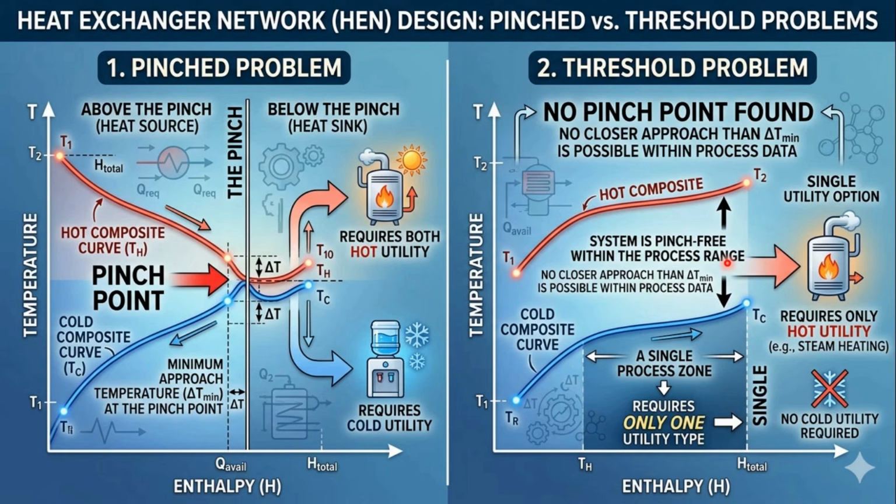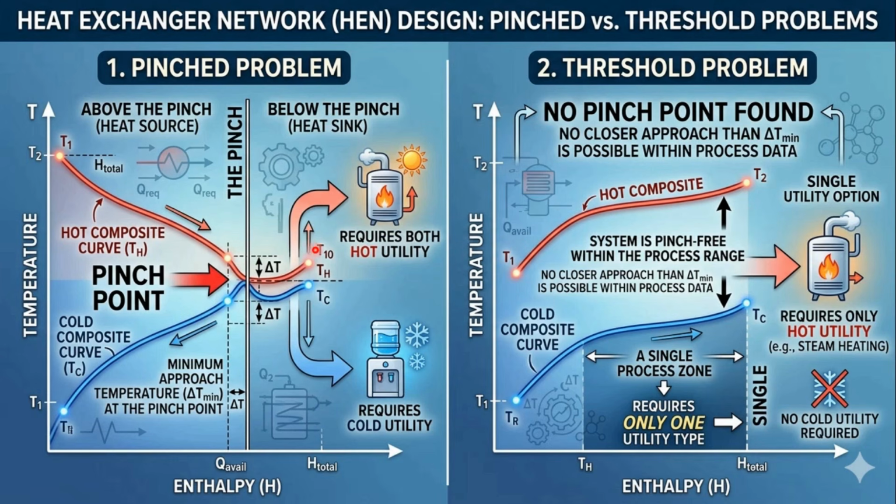However, in a threshold problem, there is no pinch point, there is no restriction of delta T minimum. Obviously, we require only one utility, either the hot utility or the cold utility. The system is entirely pinch free. This happens when the heat available in your hot streams is drastically different from the heat required by your cold streams. The trick is knowing how to pair them without violating the value of delta T minimum.